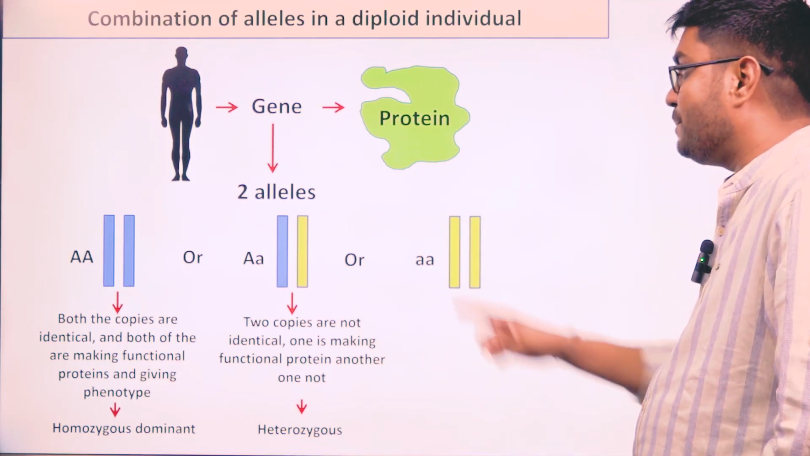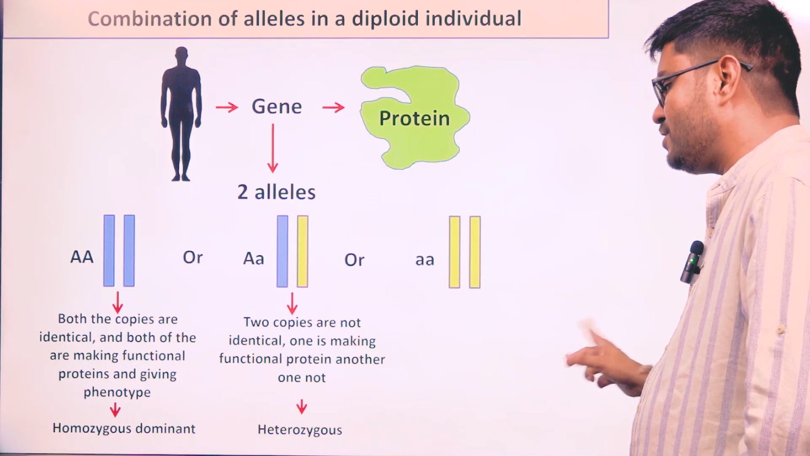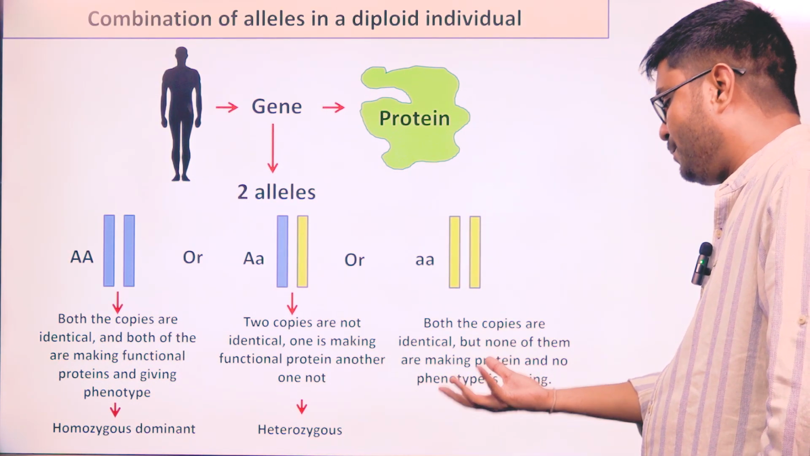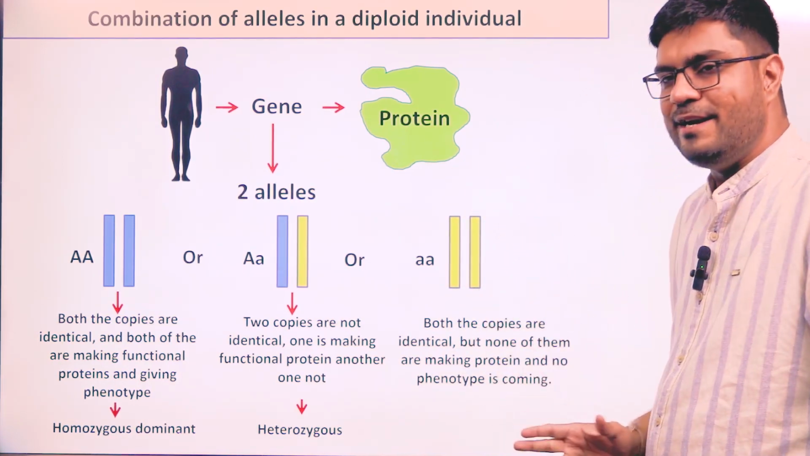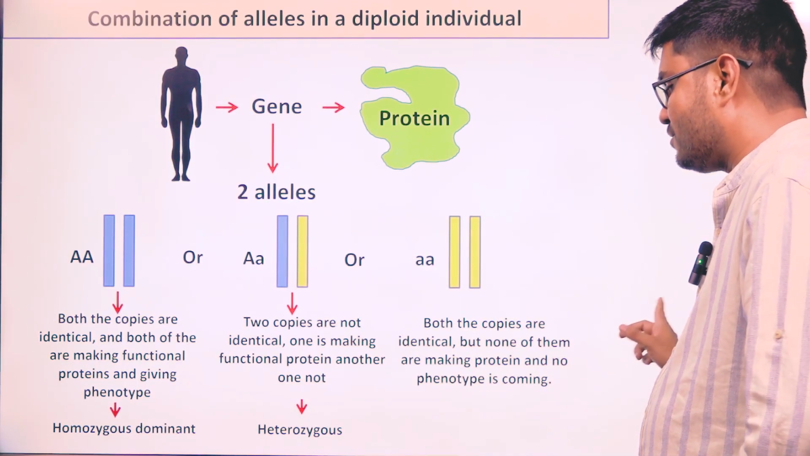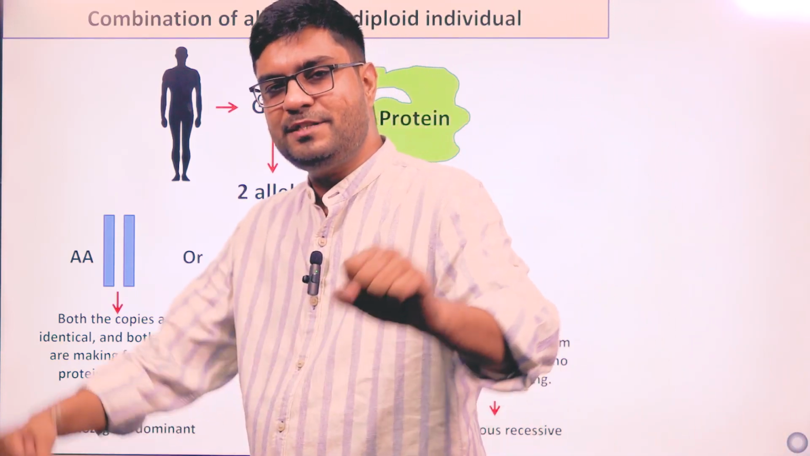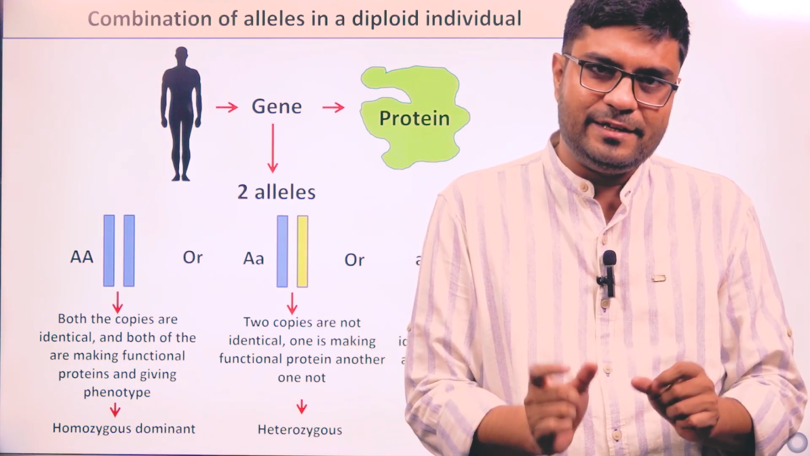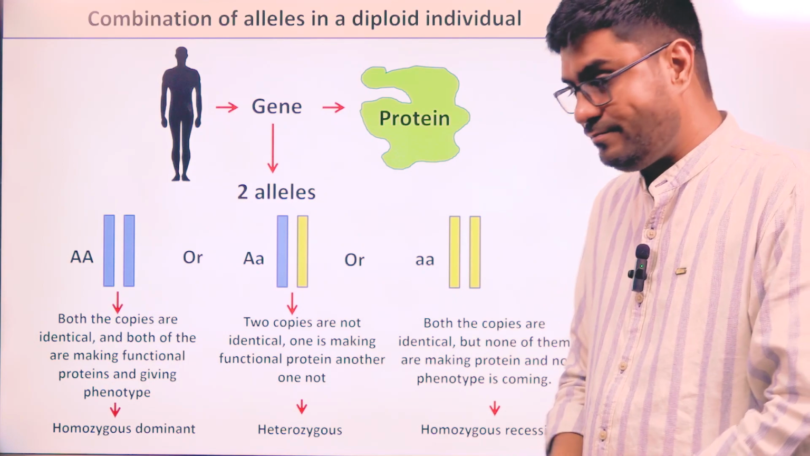Or the organism can have both the copies not giving us a protein, so we are not getting the phenotype, but the copies are identical. Then we just write it as small a, and we call it what? Homozygous recessive. Homozygous means DNA sequences for that particular gene should be what? Identical. The word dominance will come if they are giving protein.